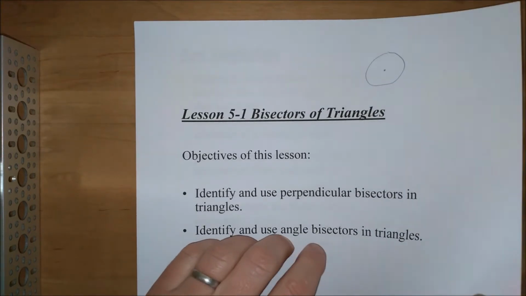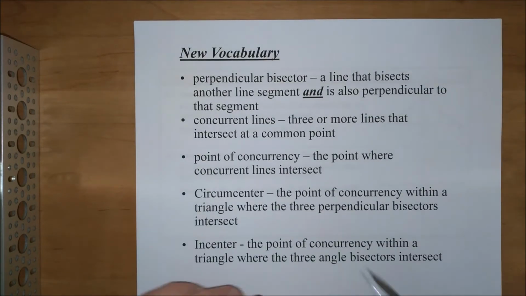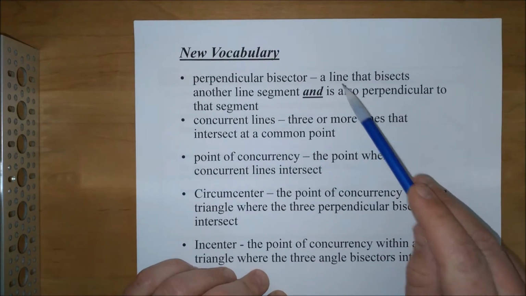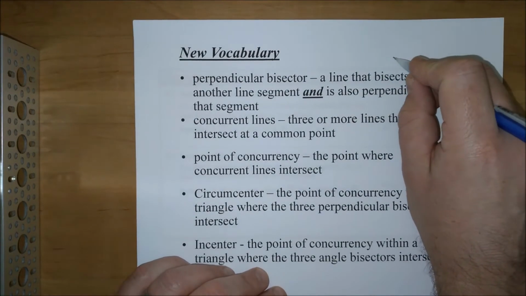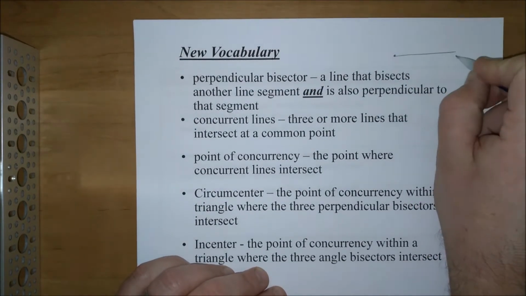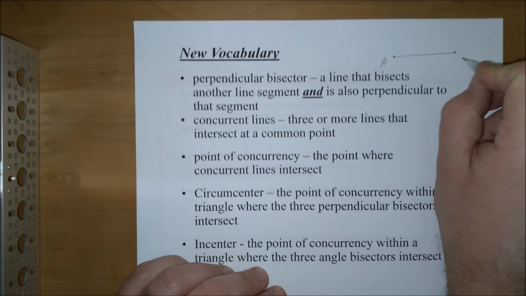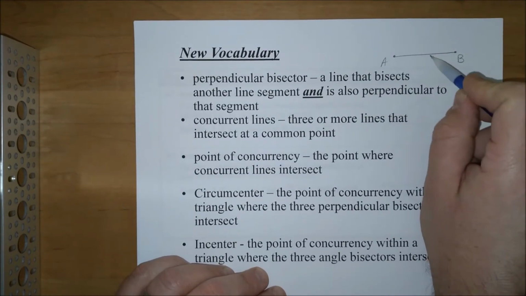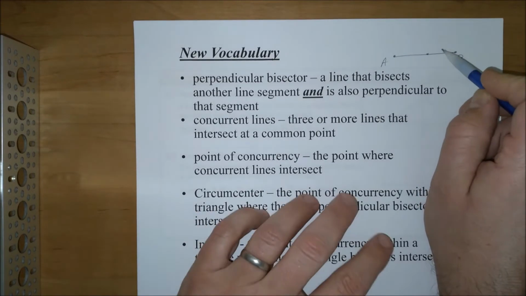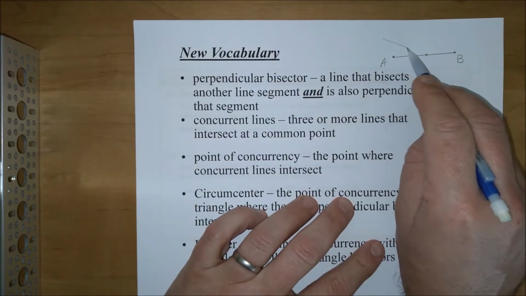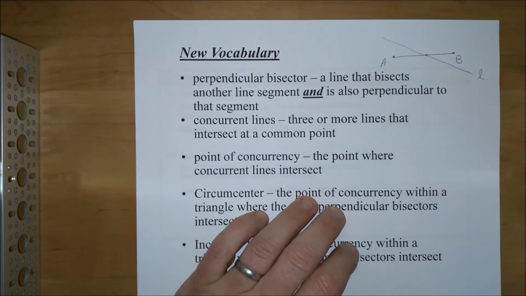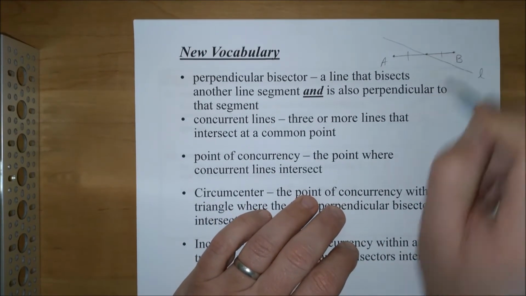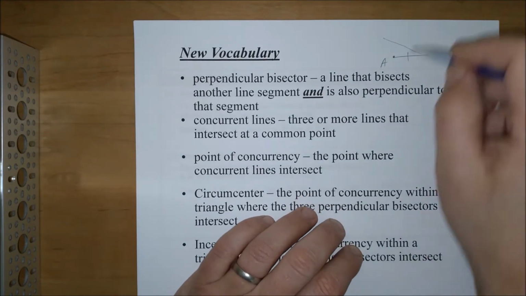Let's take a look at our new vocabulary. A perpendicular bisector is a line that bisects another line segment and is also perpendicular to that segment. So whereas I could say this line segment AB, okay, perhaps if that is the midpoint of AB, I could draw some line that just goes through here like this. We'll call it line L. It bisects AB, but it's not a perpendicular bisector.